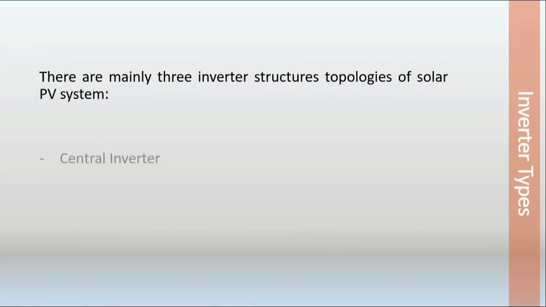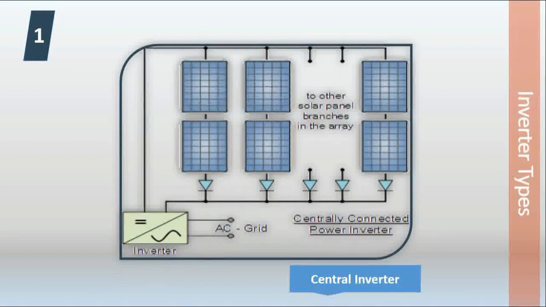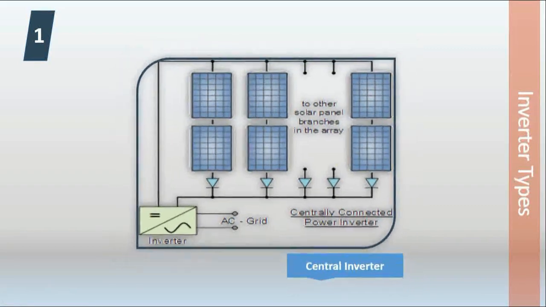So there are mainly three types of inverter structure topology. These are the central inverter, string inverter, and the micro inverters. The first one is the central inverter, where we have only one inverter and we connect all the modules we have in the field or on the site to that inverter.